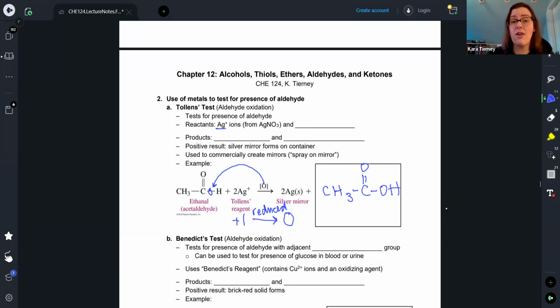Okay, so our reactants are silver ions coming from silver nitrate and an aldehyde. The products, we're going to get silver metal, which is neutral silver atoms, and a carboxylic acid.